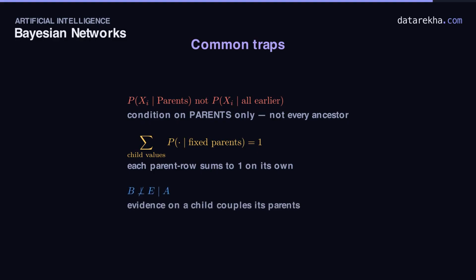Trap 3. Forgetting the collider. Two causes with a shared effect are independent until you observe that effect. Then explaining away kicks in. It catches almost everyone. And trap 4. Reading every arrow as hard proof of cause. Arrows encode which variables depend on which. They often match causation, but the graph alone doesn't prove it.